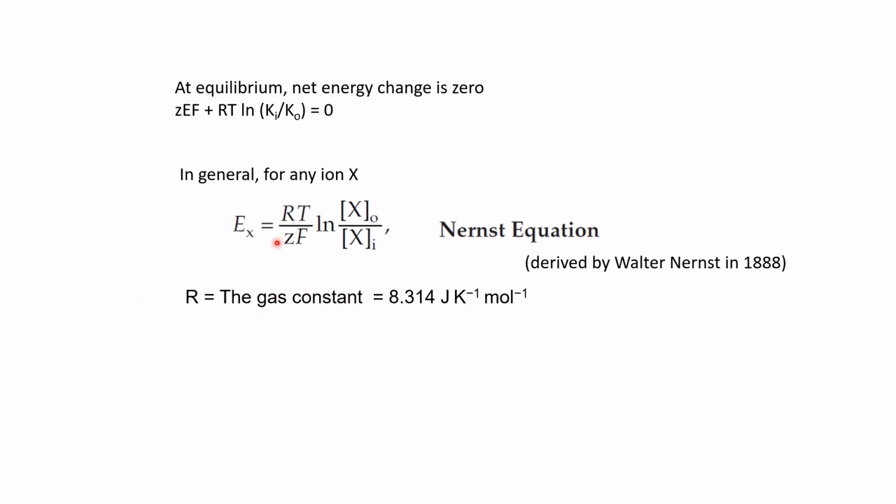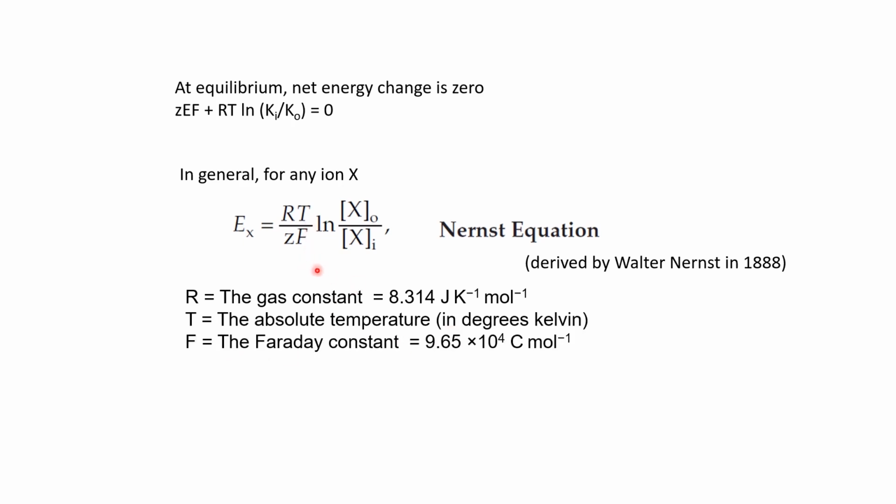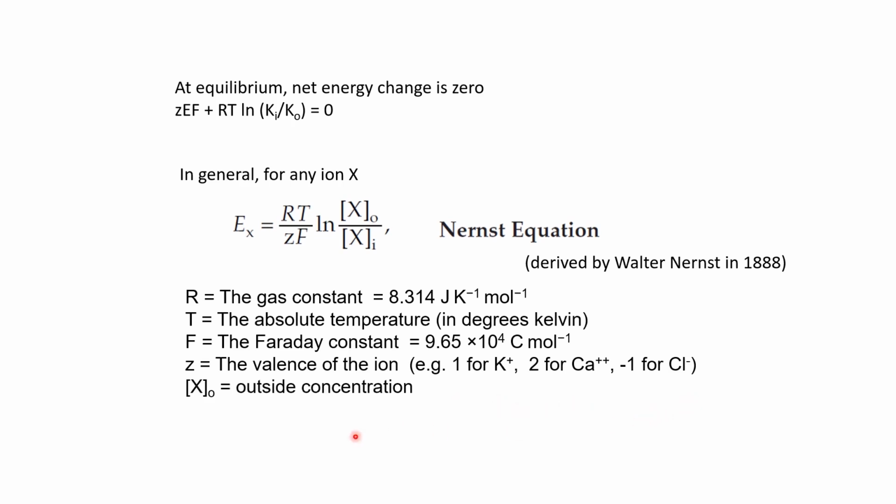And in this equation, R again is the gas constant, which is equal to 8.314 in SI units. T is the absolute temperature in kelvins. F is the Faraday constant, which is approximately 100,000 in SI units. And Z is a dimensionless quantity which indicates the valence of the ion. So it is +1 for K+, +2 for calcium, -1 for chloride, and so on, +1 for sodium. And Xo and Xi are the concentrations of the ion outside and inside. And what matters is the ratio. So if both the concentrations are multiplied by 2, it will not change the equilibrium potential.